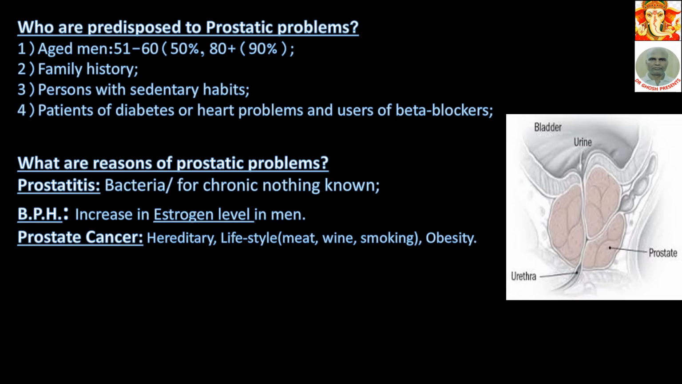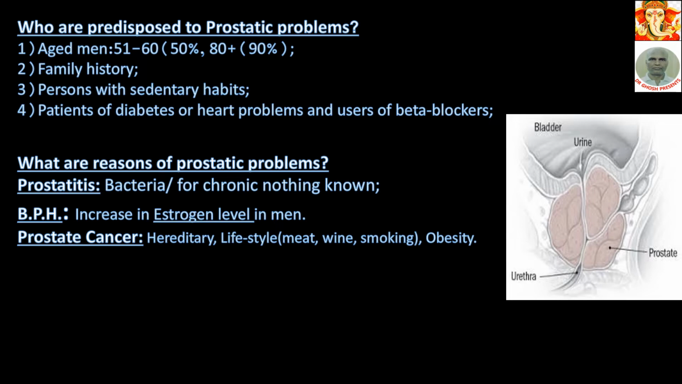Who are predisposed to prostatic problems? Number 1, aged men between 51 to 60 years, 50%, 80 plus, 90%. Number 2, family history, that is persons who have this prostatic problem in their family history may also be affected with the same disease. Persons with sedentary habits, that is another important thing. Sedentary habits are very much helpful to produce such a patient. Patients of diabetes, heart problem, and users of beta blocker.